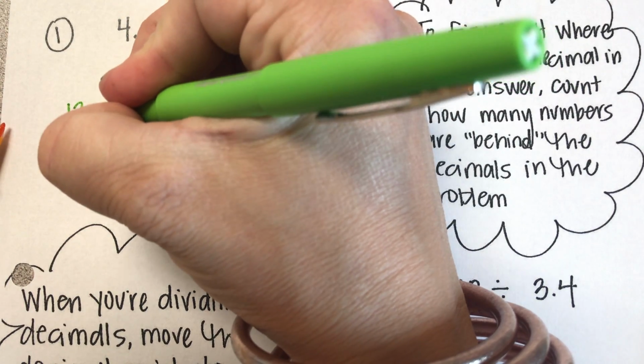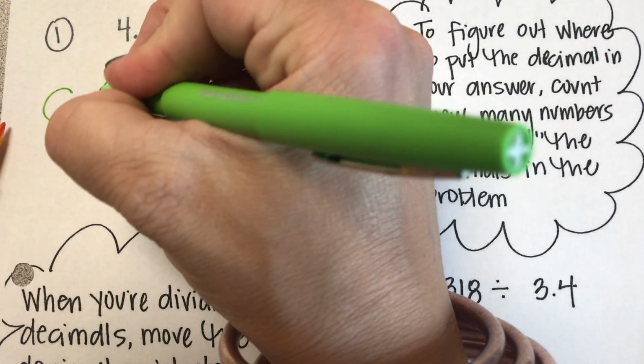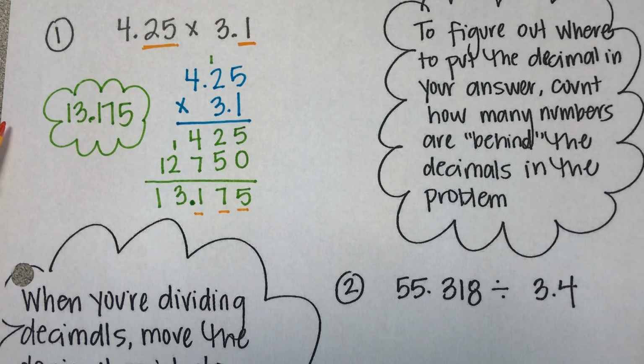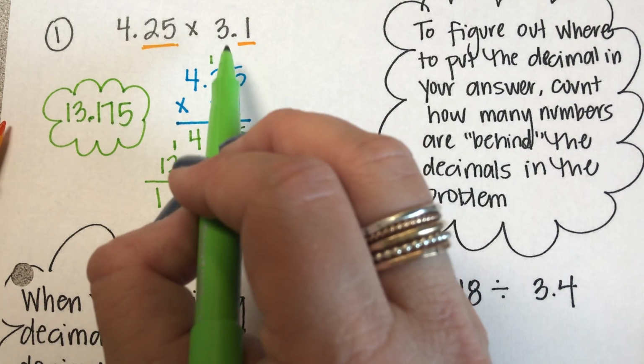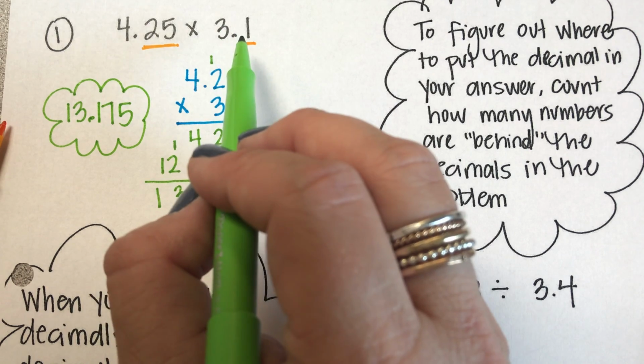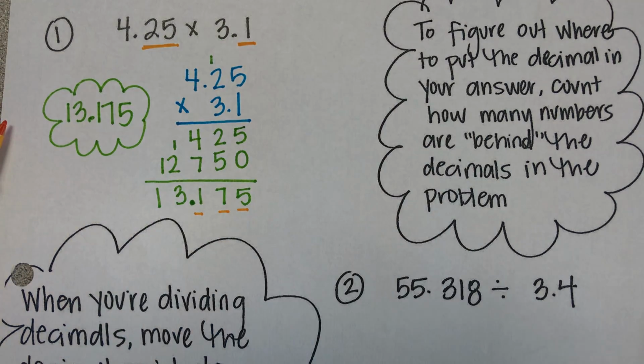So 13.175. Right, and if I look at it as far as an estimate, this is about 4 times about 3. 4 times 3 is 12. They're both a little bit more than that, so it makes sense that this is 13.